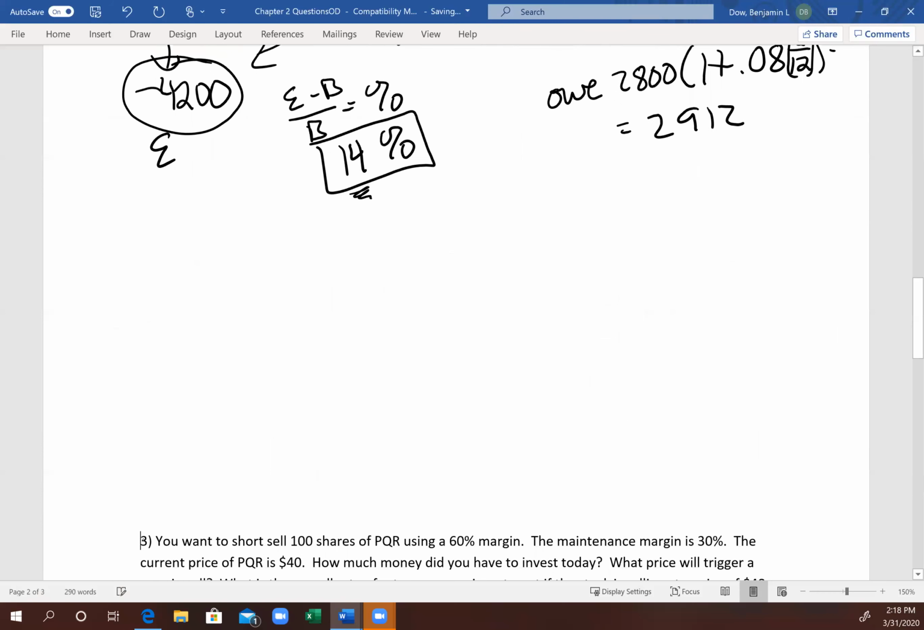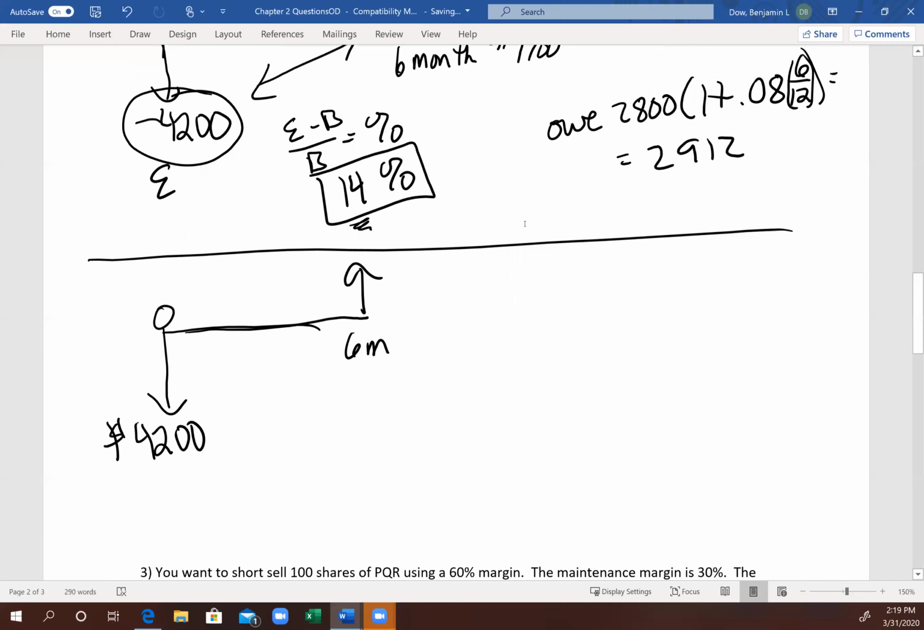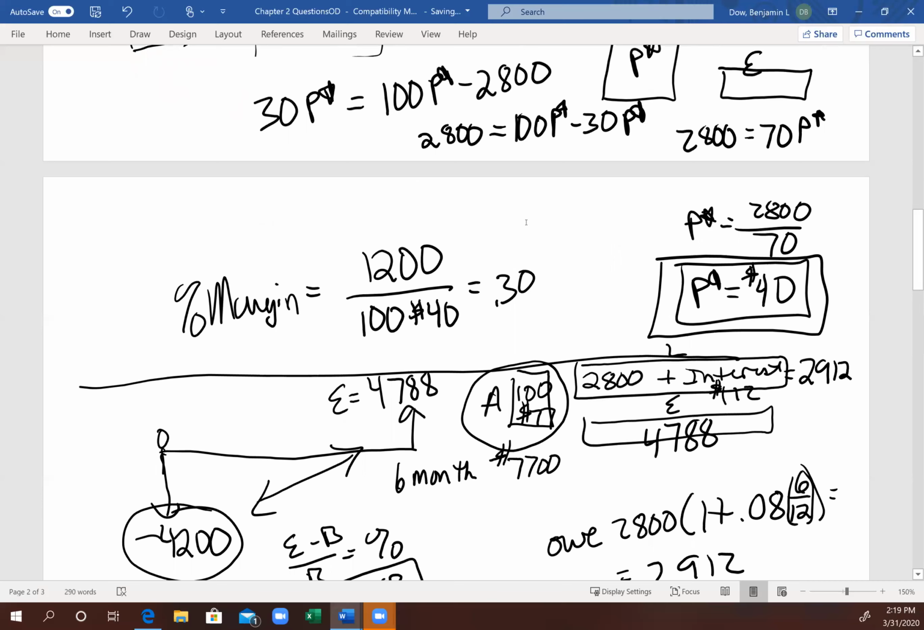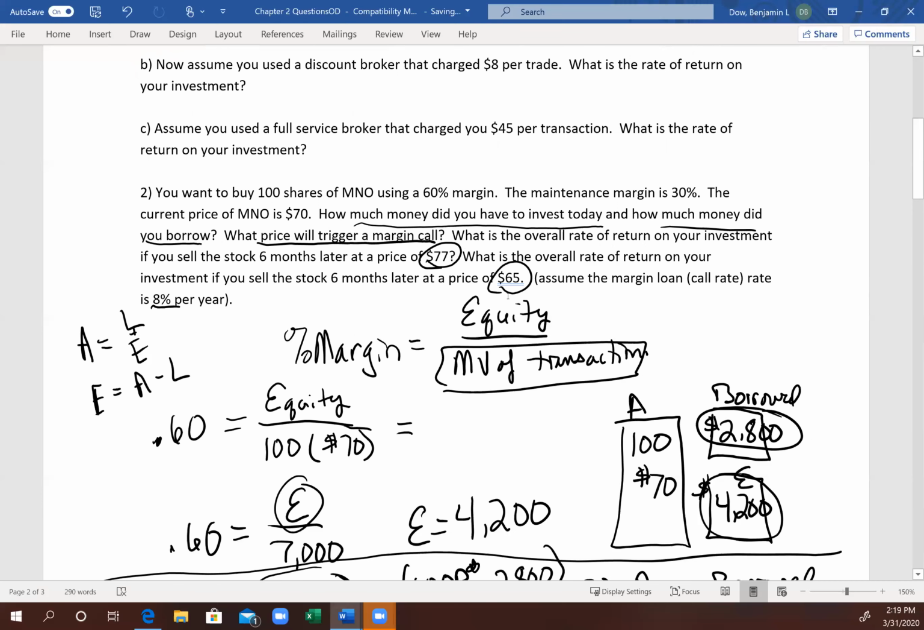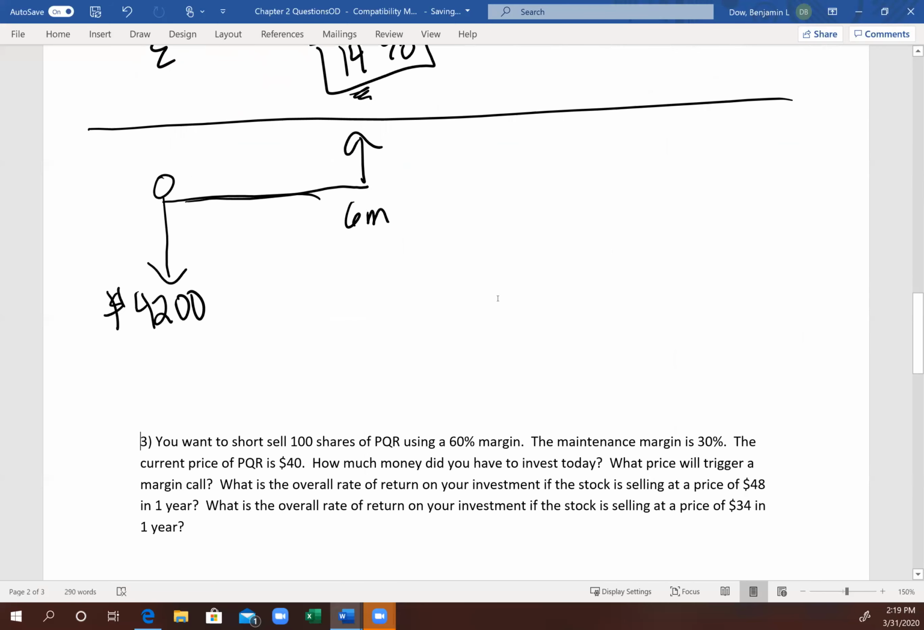So let's go back and look. Remember, we started with an initial equity position of $4,200. And now what happens if the stock over 6 months, instead of going up to 77, what if it drops to 65? So if we go from $77 down to 65, so here we were climbing along at 77 and drops down here to 65, what happens? 6 months later.